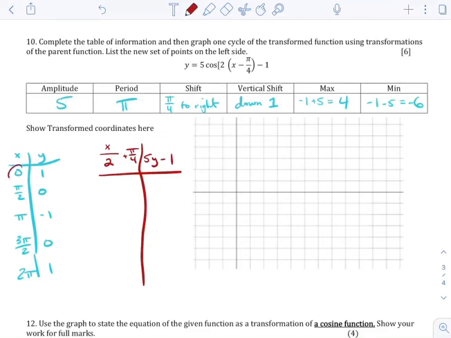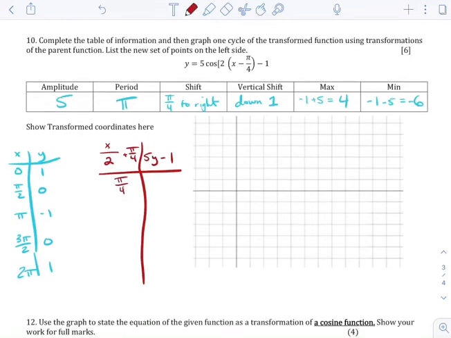So let's take our points. I'm going to take 0 and plug it in for x, and we're going to see what we get. When I do that, I get pi over 4. The next one is pi over 2 divided by 2 plus pi over 4. This works out to be pi over 4 plus pi over 4, which is 2 pi over 4, or pi over 2. Same way to write it.